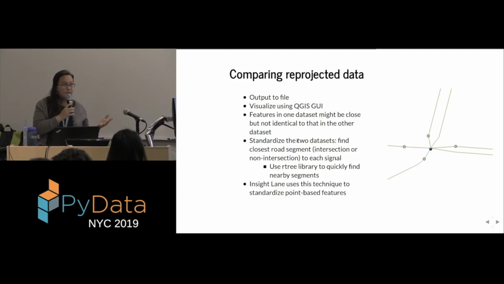So what we want to do is standardize the two data sets, and in our case, that involves finding the closest road segment, our intersections and non-intersection segments from before, and figuring out what the closest segment is to all the signals. Now you can do this by iterating through all of your segments and all of your points. That's very slow, so I recommend using the R-tree library for indexing spatial things, and that speeds it up a lot. The code for all of this mapping points to segments is in the Jupyter Notebook. You can go back and look at that later. And then Insight Lane uses this technique of mapping points to road segments to standardize any point-based feature that we want to add to our model.